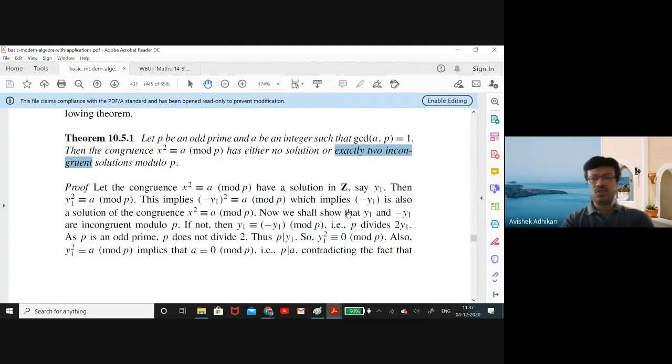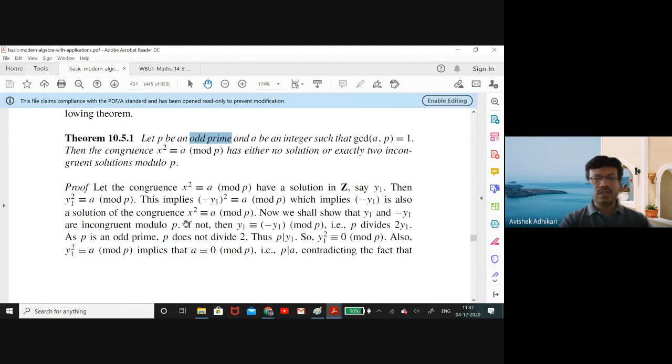Now we shall show that y1 and minus y1 are incongruent modulo p. Here we need to emphasize that we have taken an odd prime. So there is one case that remains regarding primes, that is the even prime. And we know that 2 is the only even prime, so we exclude that part. Now you understand why we have excluded that part.